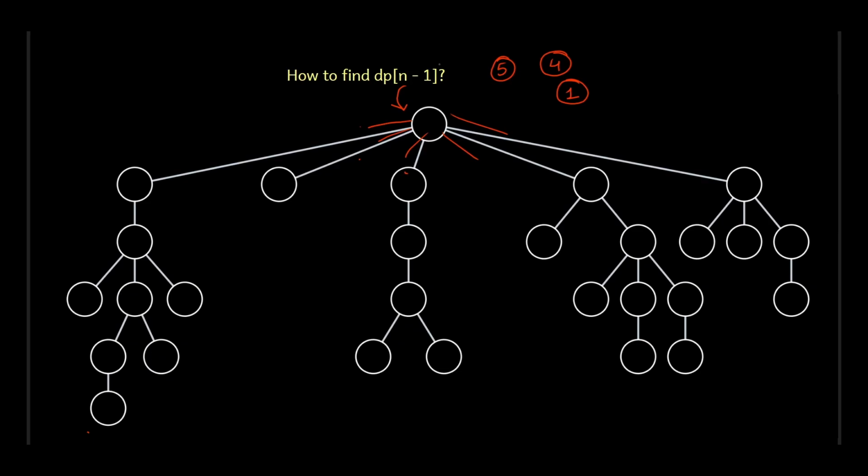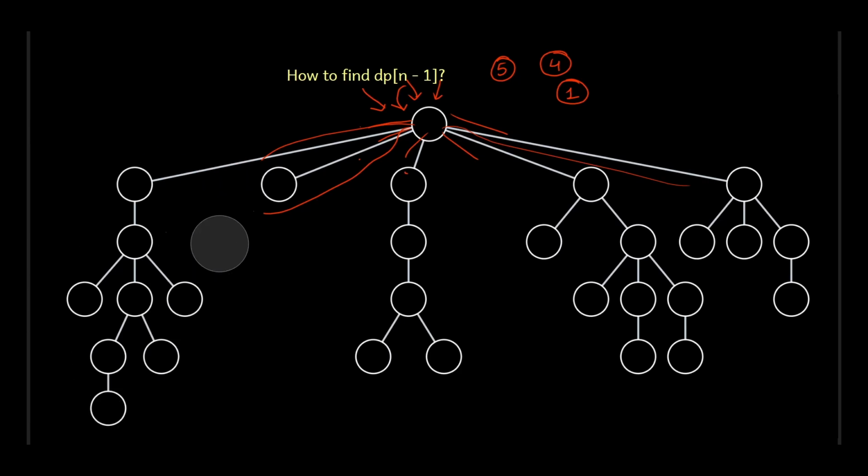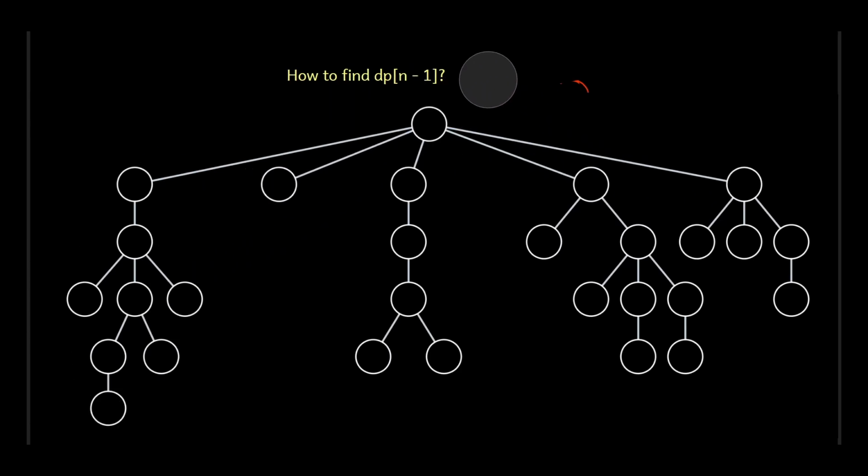But think about it. If all of these children need to be deleted so that it becomes exposed as a leaf node, then this entire subtree needs to be deleted. This entire subtree needs to be deleted. This entire subtree needs to be deleted, right? And only one subtree must remain. So without loss of generality, let's assume that this is the subtree that is remaining.